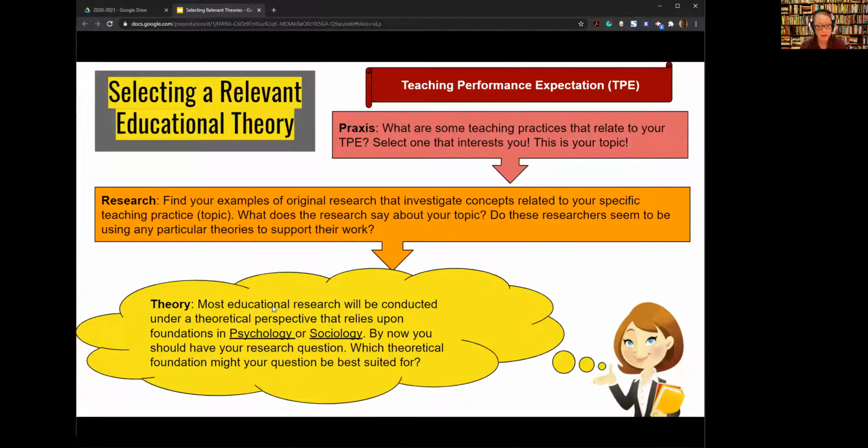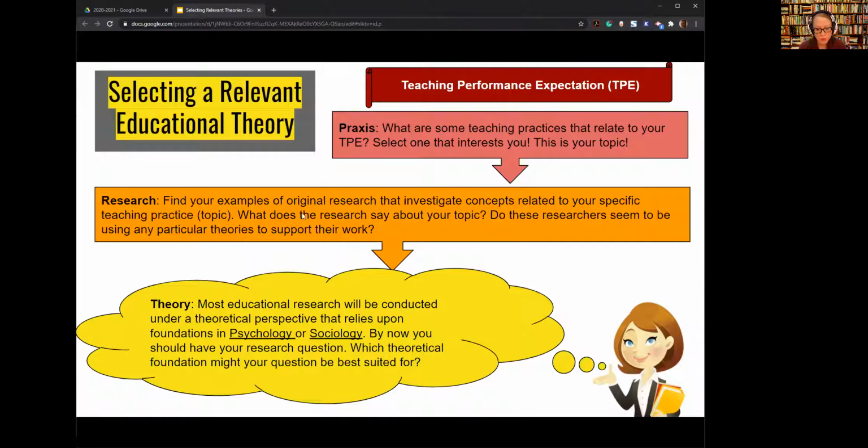So first off, this is the route you're taking to get to your research paper. You started up here with the TPE, the teaching performance expectation, and there were 6 of them. You selected one of those 6. From that TPE, you picked out a topic, something in there. There were lots of elements described. You picked something that was interesting to you. So what are some practices that relate to your TPE? You thought about that and you came up with a topic. Each of you met with me to brainstorm that topic, and we came up with your research question. And then you had some search terms, and then you went off to do some research.